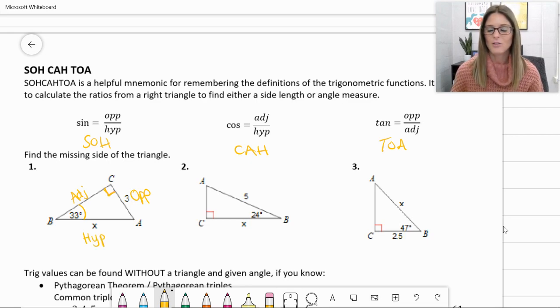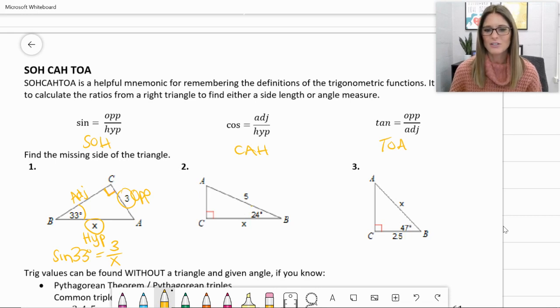So as we look at this angle 33, we've been given 3 and we've been given x, the opposite and the hypotenuse. So we can use sine 33 degrees and have our opposite value 3 over hypotenuse x to help us finish solving that problem. That's all we're doing here, just reviewing where we get sine, cosine, tangent using SOHCAHTOA.